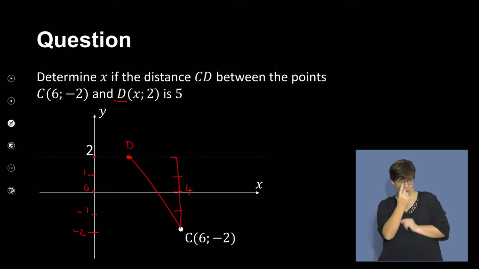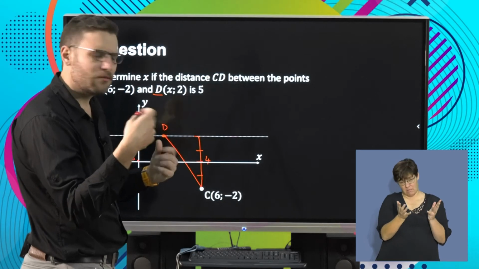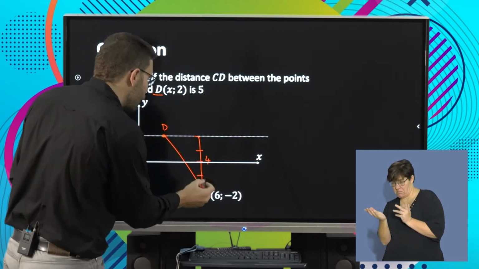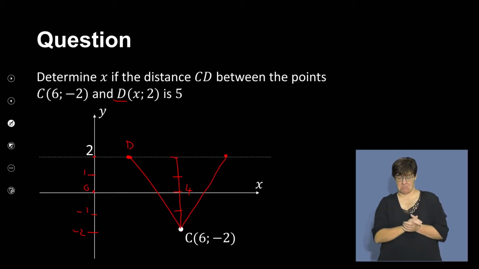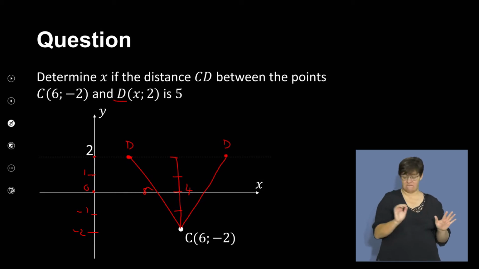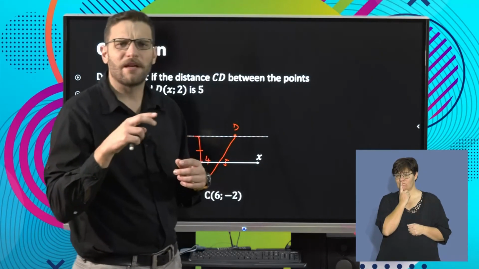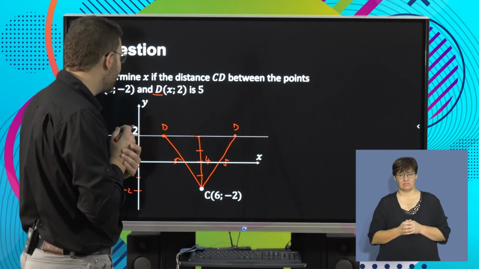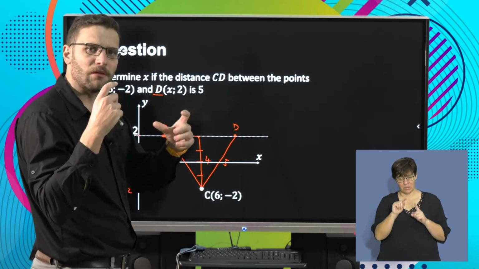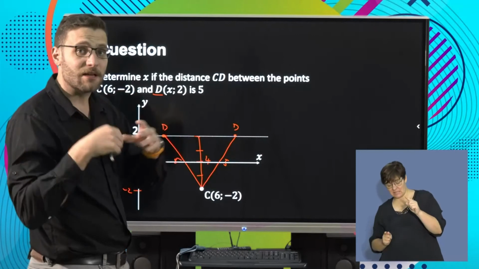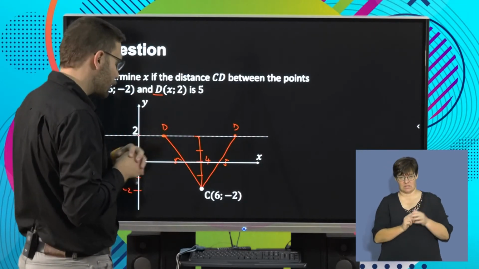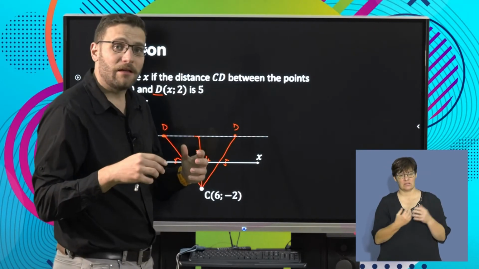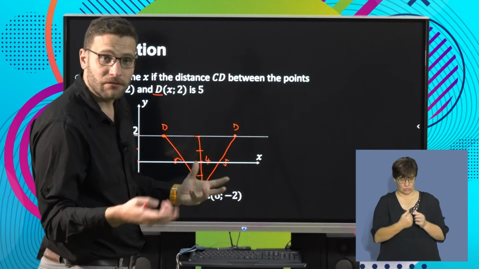But is that the only value? Can't it maybe also be there? That's 5, but this is also 5. And so it seems like in this question, I'm going to get 2 answers, 2 x values for that point D where the distance is going to be 5 units. Now, I've spoken a lot, but let's just actually do the question.